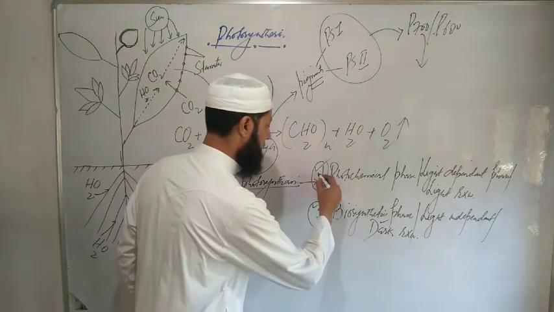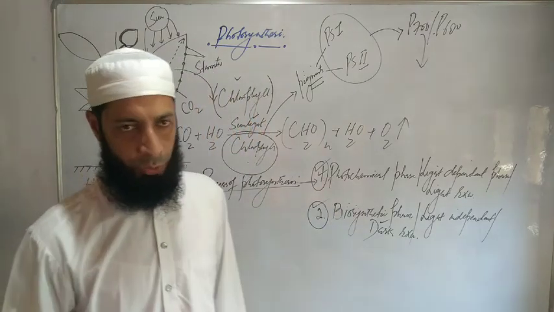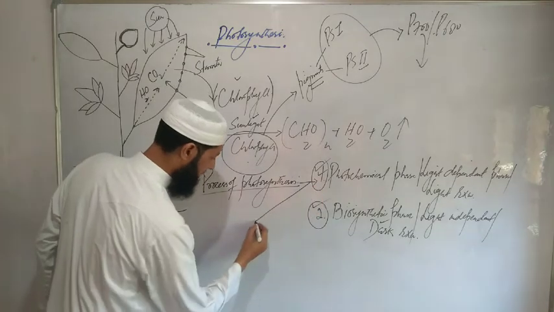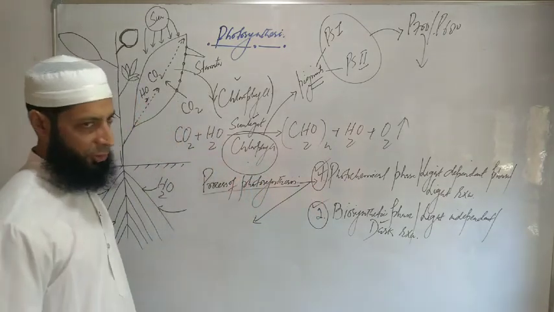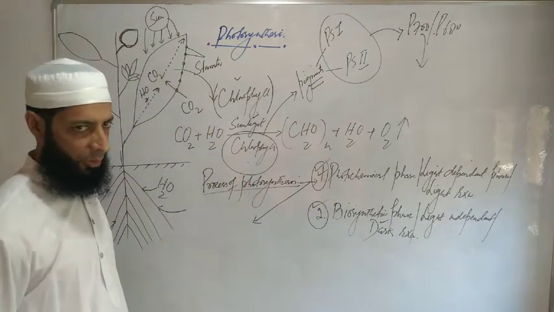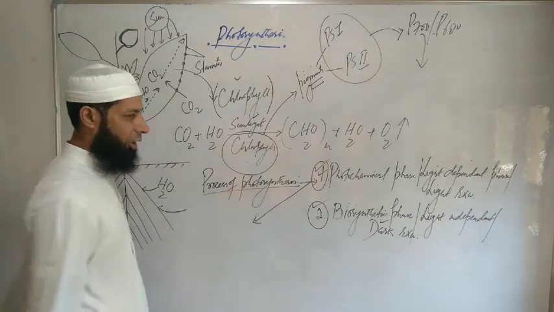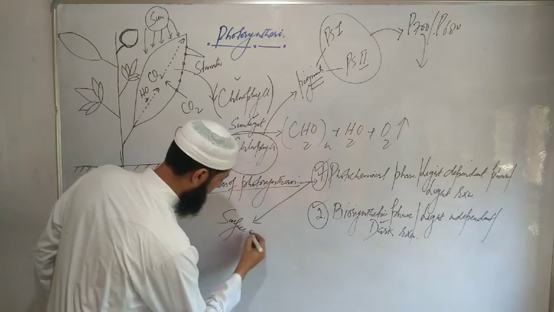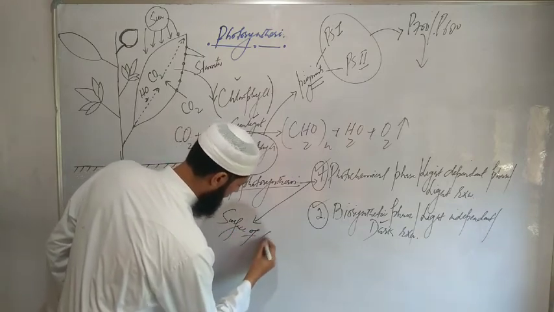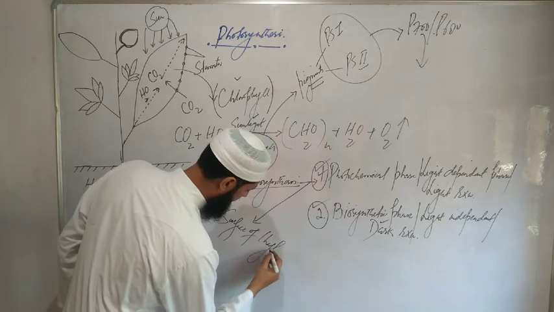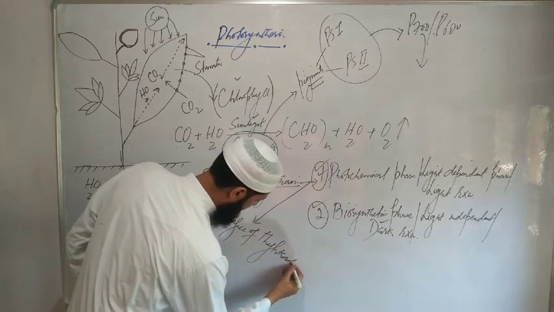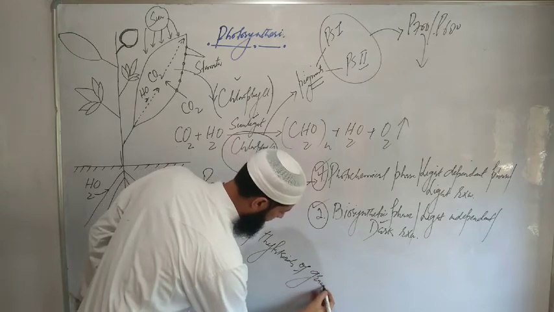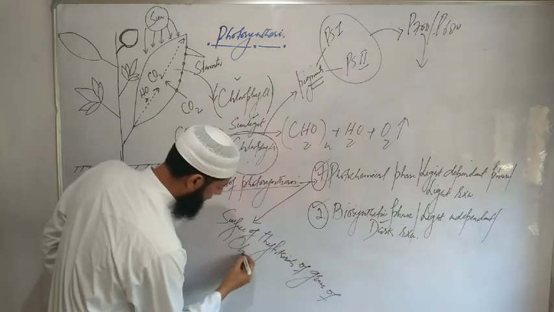First we will learn about the photochemical phase. This photochemical phase, as the name indicates, occurs in presence of light. And this very phase occurs on the surface of thylakoids, thylakoids of grana of chloroplasts.